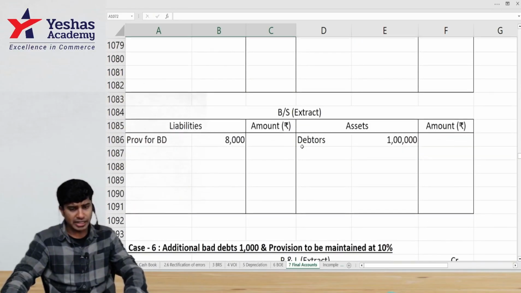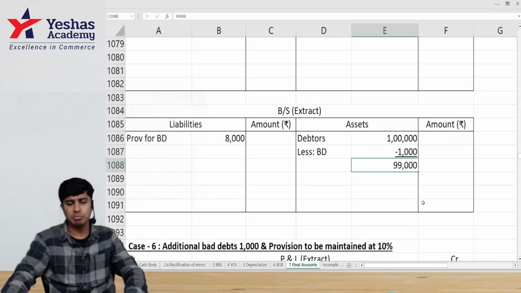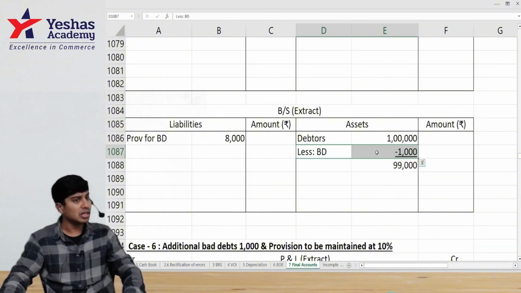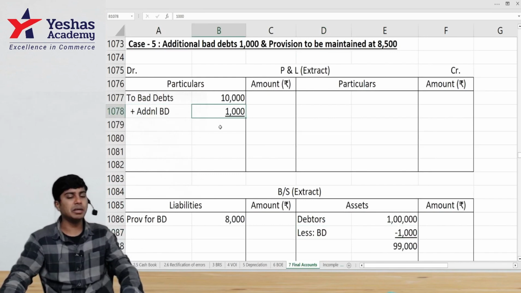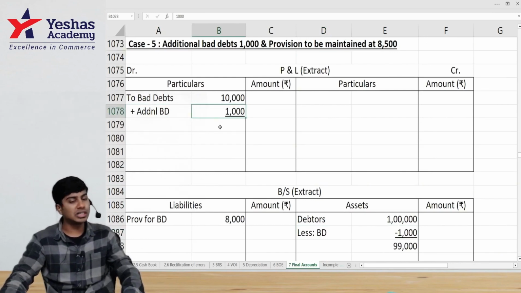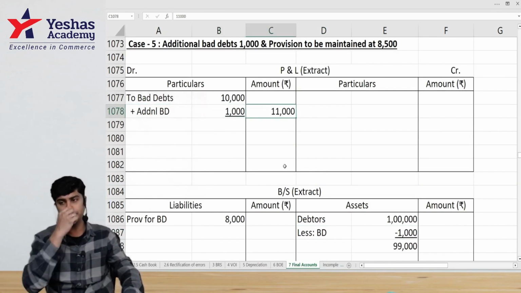When I write bad debt to debtors, debtors will reduce by 1,000, making it 99,000. And this bad debt to debtor entry is over. Next, P&L to bad debt. I need to write it in my P&L. Additionally, bad debts 1,000, making my total bad debts 11,000.